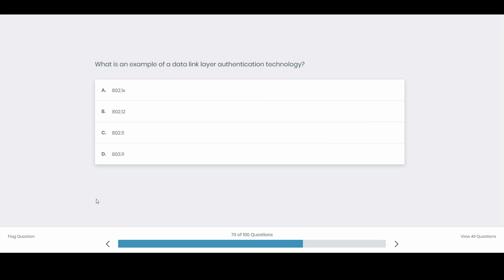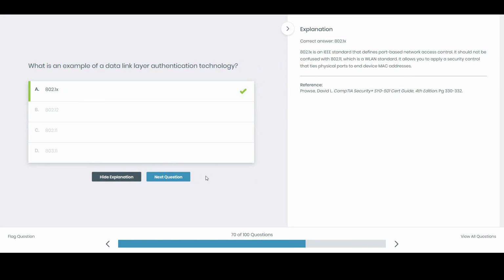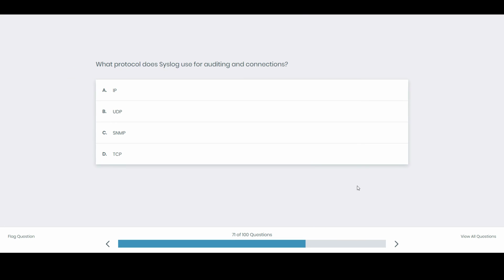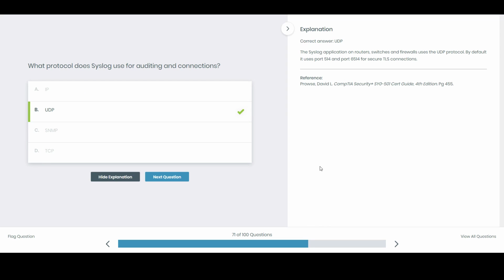What is an example of a data link layer authentication technology? This one is 802.1X. Why? Because it is an IEEE standard that defines port-based network access control. What protocol does syslog use for auditing and connection? Wild guess: UDP. Syslog is used by systems, applications, routers, and switches, and uses the UDP protocol by default. It uses port 514, and 6514 for secure TLS connections.